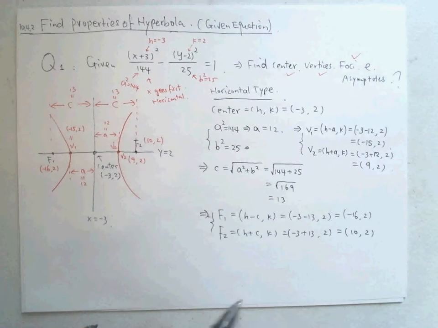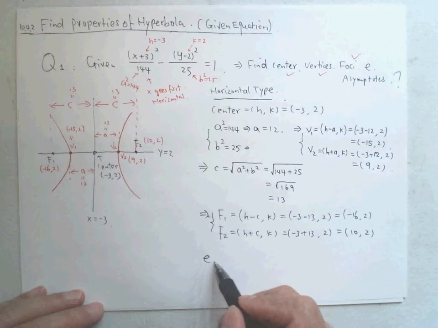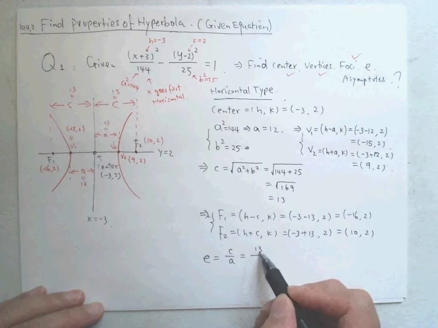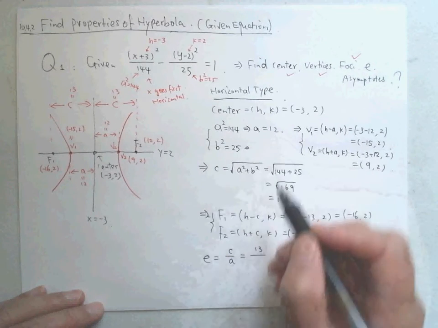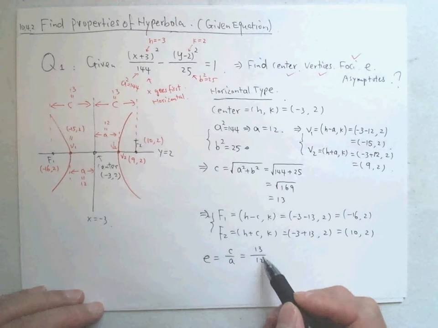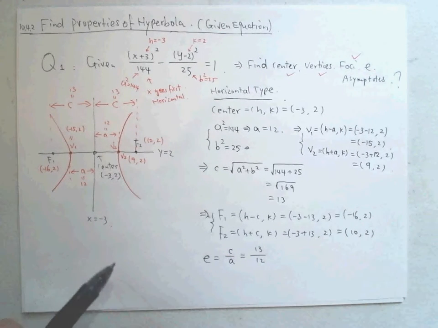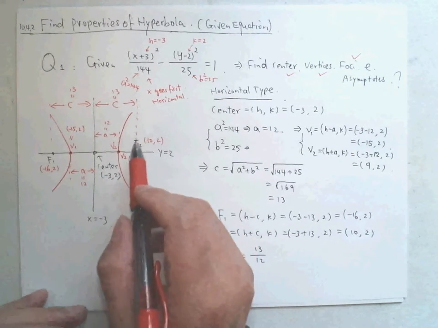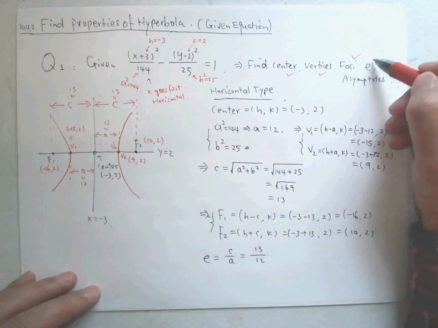What is E? Just use the formula. E always equals C over A. C is 13 and A is 12. This is the answer for E, a little bit more than 1. So it means the opening should not be very wide. I think my drawing is not very good.